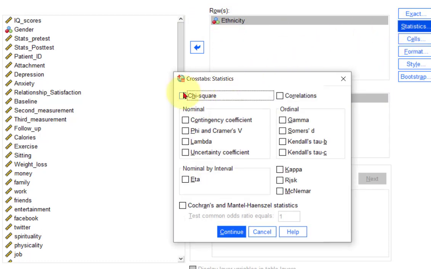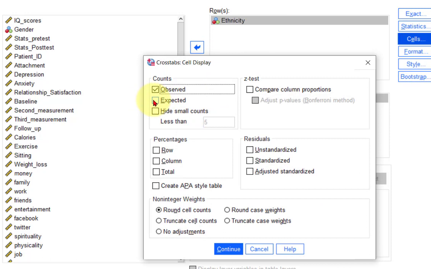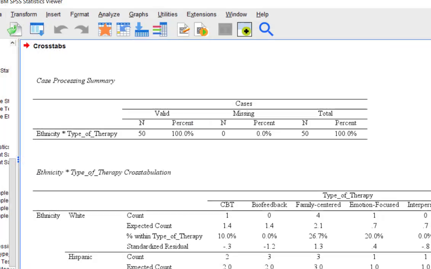We want the chi-squared test statistics, the phi and the Cramer's V. Go to cells. We want expected if the null were true. And we want to standardize residuals. And lately I've been using the column percents because I don't have to do it by hand. But that's the rest of them. And then we're going to click OK. It's down here off screen.